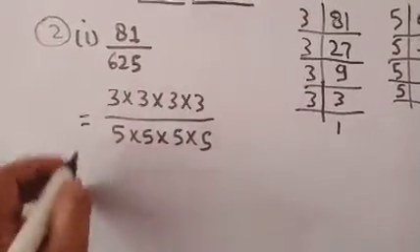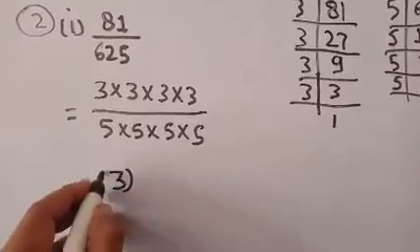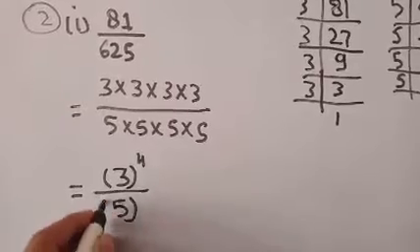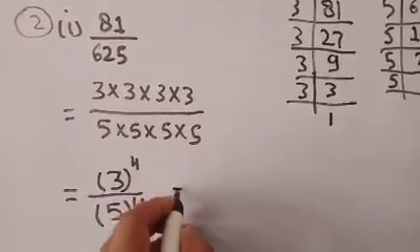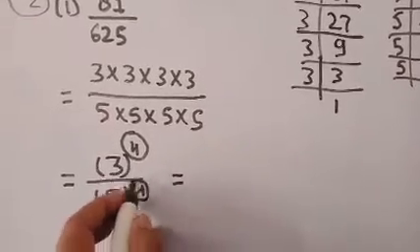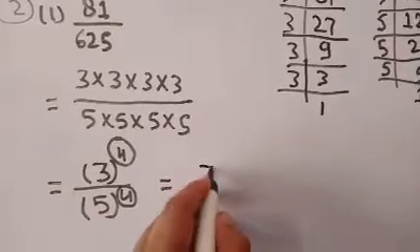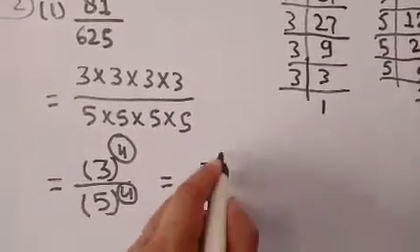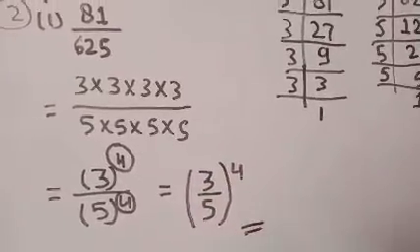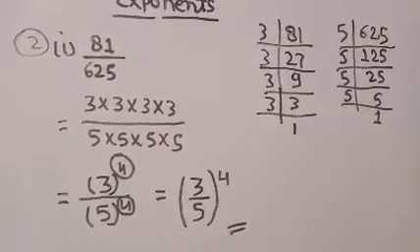According to the first question, 3 is the base and the power is 4. In the denominator, 5 is the base and the power is 4. When the same power arises in both numerator and denominator, you have to check the same power. Then you can note down 3 upon 5 as the base with the power 4. So student, I hope you will understand this concept. It's the fractional form of exponents.